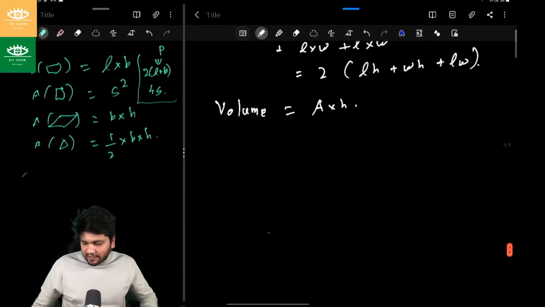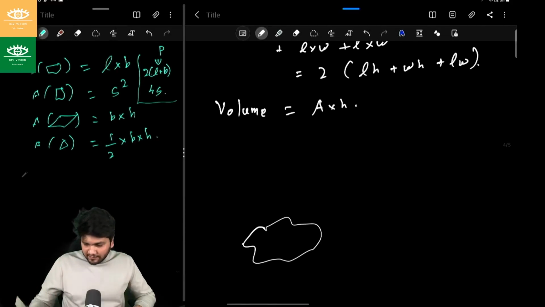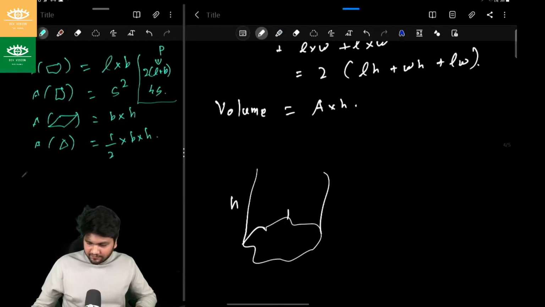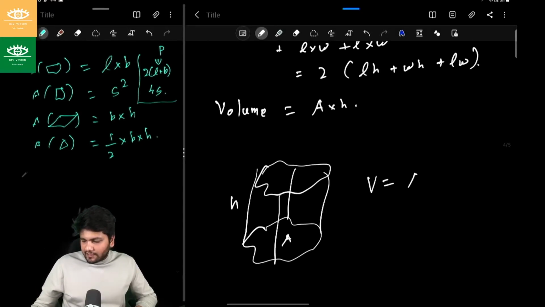Practically, if I have an object of this shape, for example, and it has a height of this much, whatever this shape is, how much volume will it have? It's going to be area times height. So volume is always area times height.